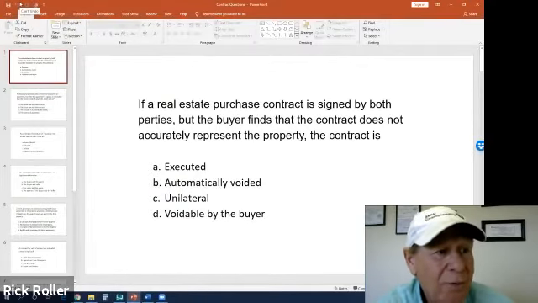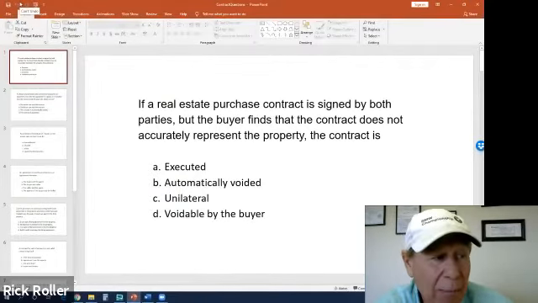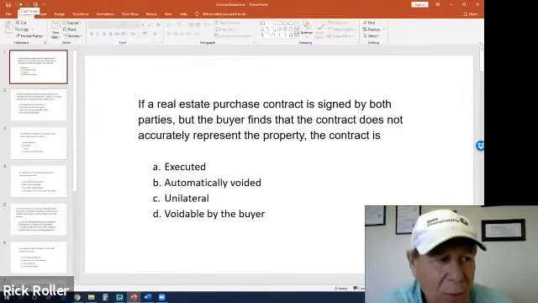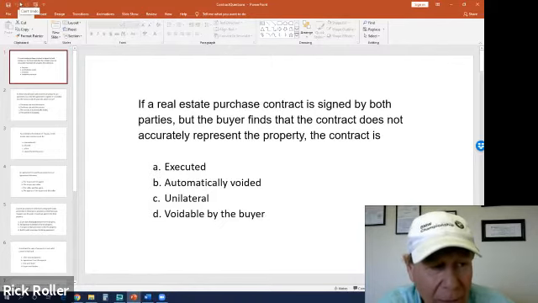Okay, if a real estate purchase contract is signed by both parties, but the buyer finds that the contract does not accurately represent the property, the contract is what? Executed, automatically voided, unilateral, or voidable by the buyer, okay?